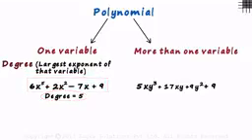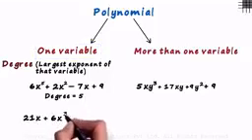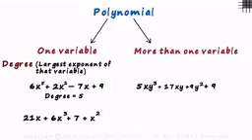Let's look at a second example in this category. 21x + 6x^3 + 7 + x^2. In the first term, the degree of x is 1. In the second term, the degree of x is 3. And in the last term, it's 2. 3 becomes the largest exponent of the variable. And that's why the degree of this polynomial is 3.